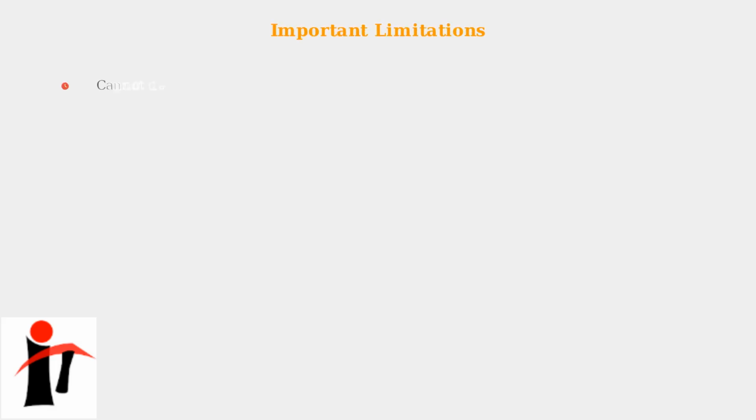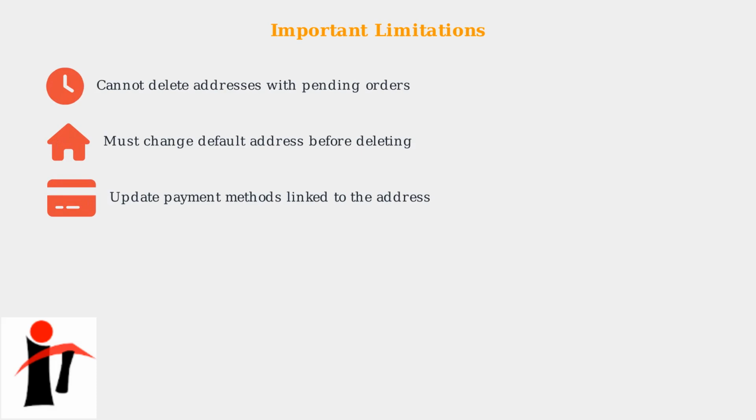There are several important limitations to keep in mind. You cannot delete an address if it's associated with pending orders or active subscriptions. If the address is set as your default, you'll need to change the default first. Additionally, addresses linked to payment methods may require you to update or remove the payment method before deletion.